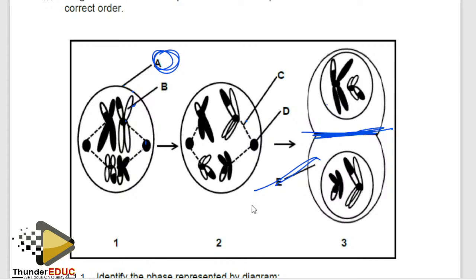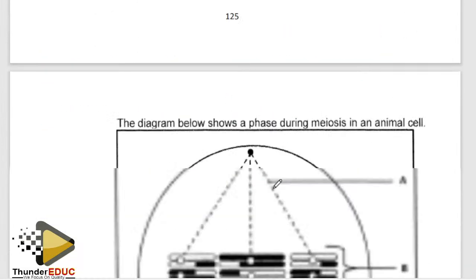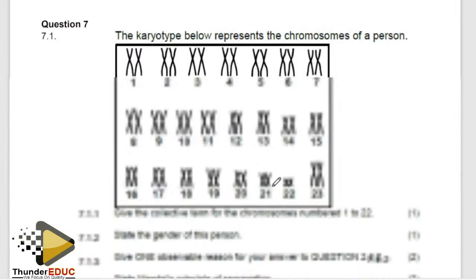The last question where students get lost is to draw the diagram of a cell at the end of meiosis, or draw the diagram of a cell after crossing over. Let me just show you. Using this, I think I have the diagram here.